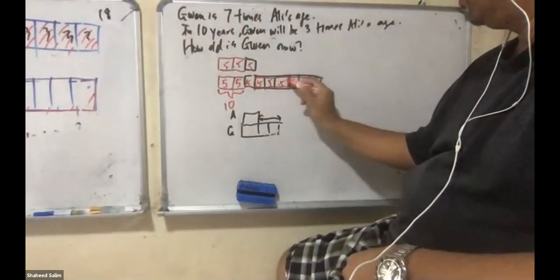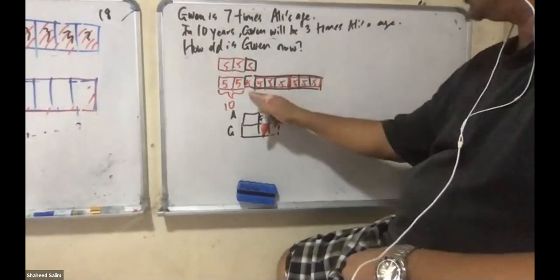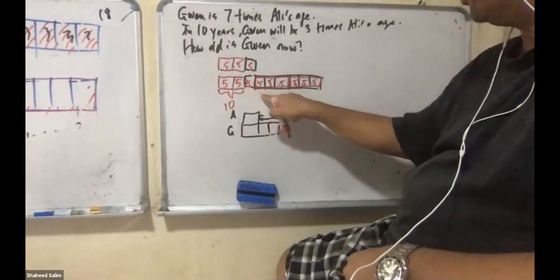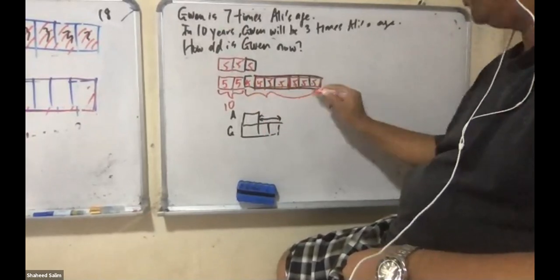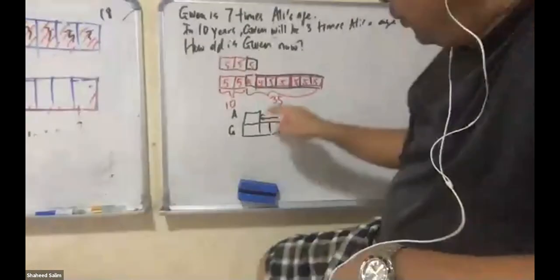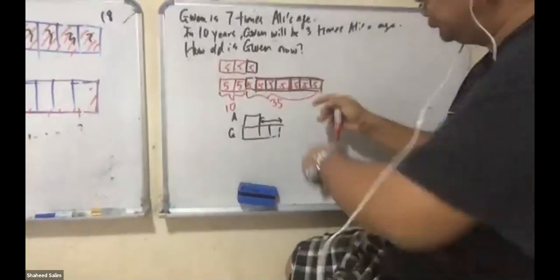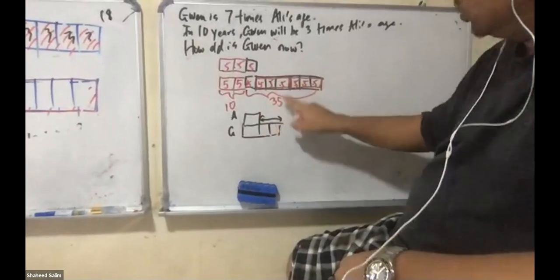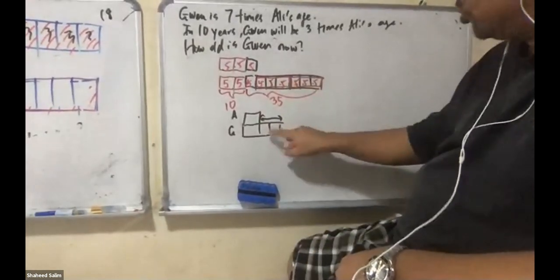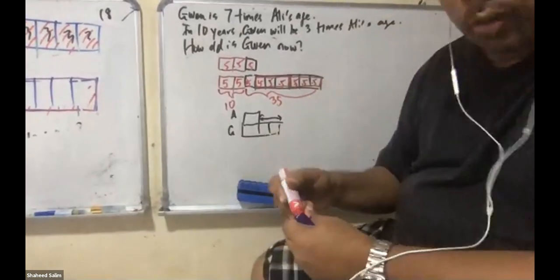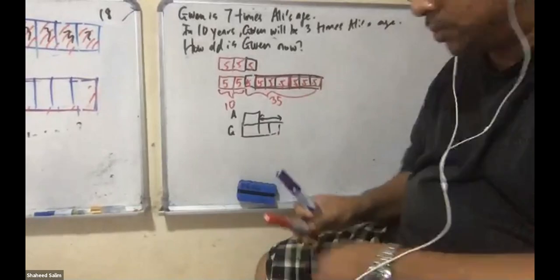Gwen, she has 7 squares here. 1, 2, 3, 4, 5, 6, 7. 7 times 5, Gwen is 35 years old. So the trick is what? The difference now, when you draw this, you see, this one's 2 units, right? So you make this into 2 units. If this one is 3 units, make it into 3 units. Now I'll teach you algebra. Do you want algebra, Shafika? You want me to show you? Shafika, you want to know or don't?